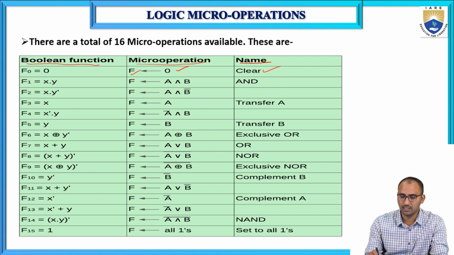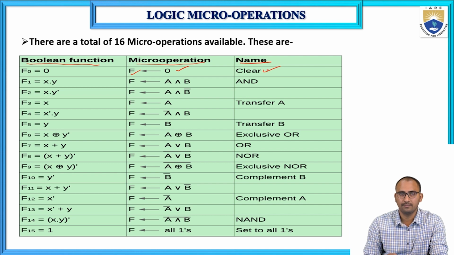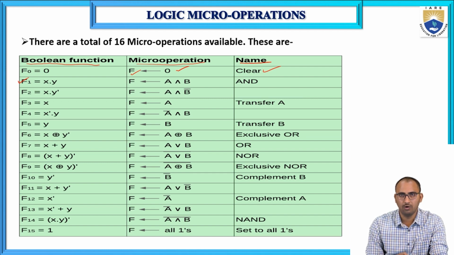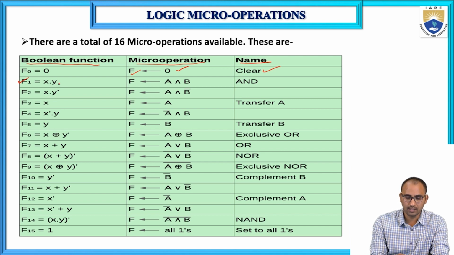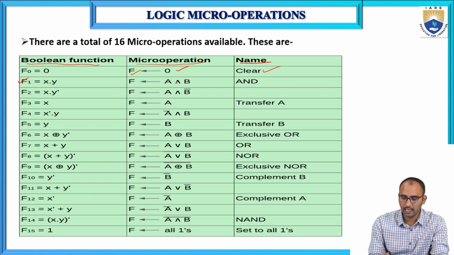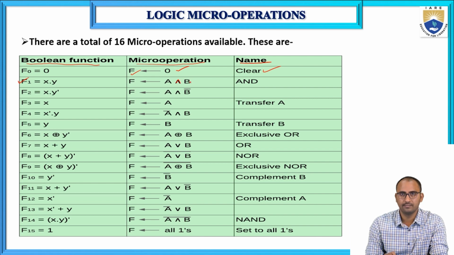So the first micro operation is a clear. And coming to the second one, that is F1. In Boolean function, we will represent F1 is equal to x into y. That dot represents the multiplication operation, which is the AND operation. The same AND operation we can represent in micro operation as A cap B.